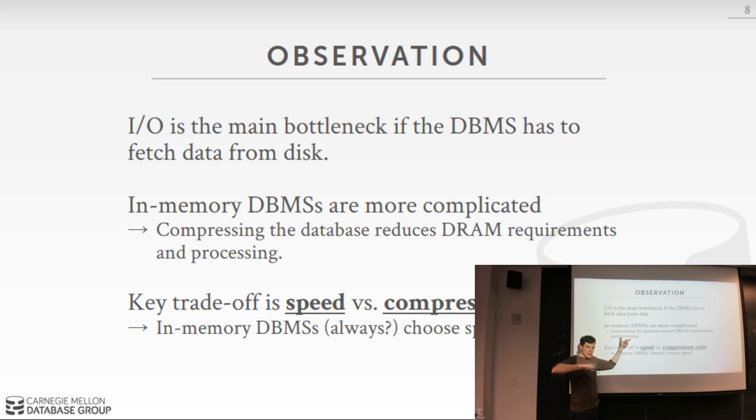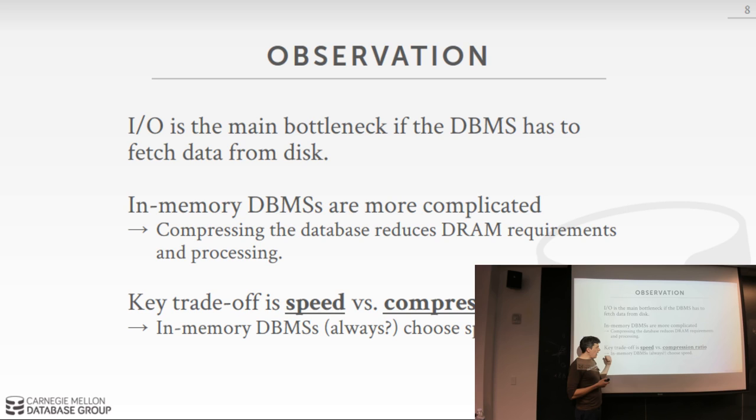So the key trade-off, as always, in an in-memory database or any database system, is speed versus compression ratio. And as far as I know, every in-memory database system is always going to choose speed. Right? It's the whole purpose of going to an in-memory system. So in order to understand what we can do with compression, we've got to understand what real data is going to look like.